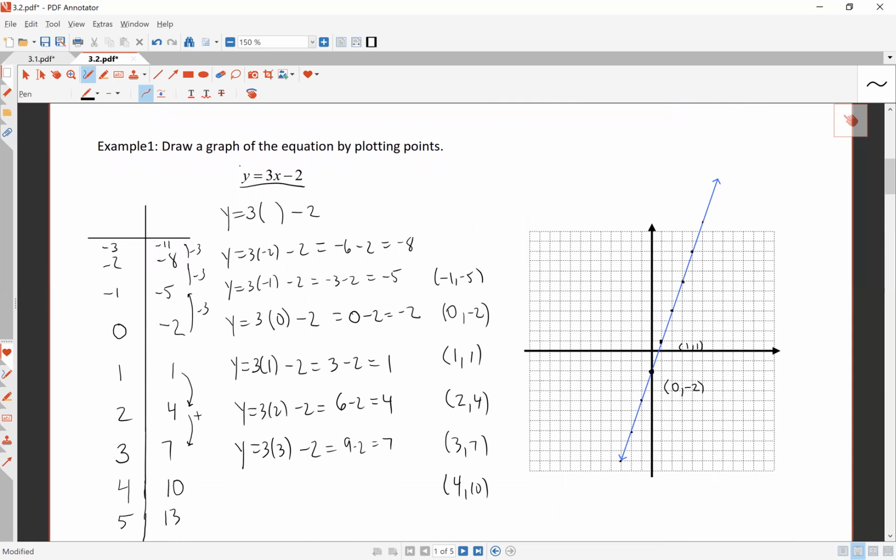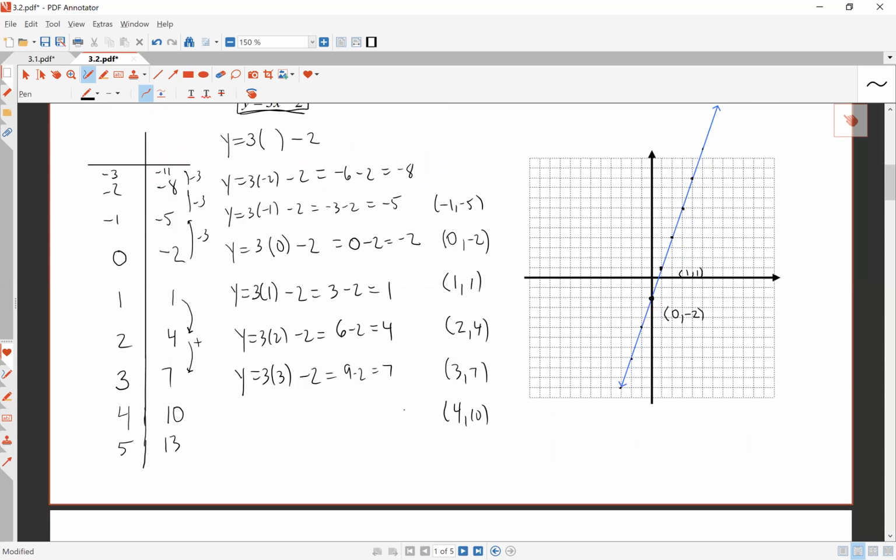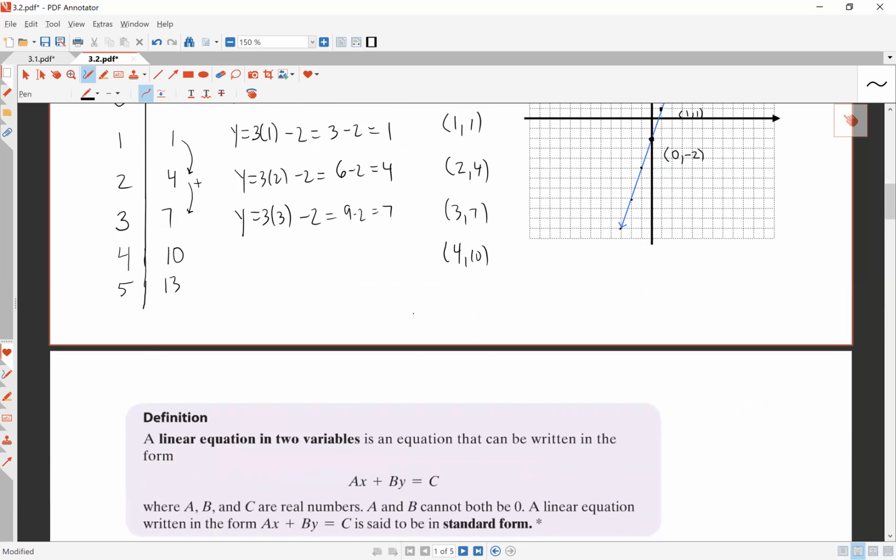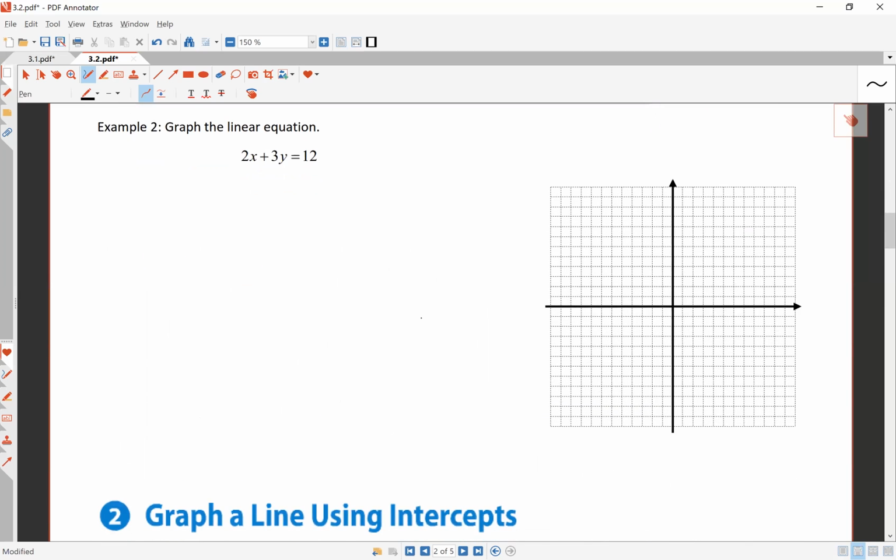We saw this y equals 3x minus 2 as pretty easy to be plugging in x values and finding the y values. When it's in the standard form, 2x plus 3y equals 12, we have a little bit of a tougher time plugging in the x values and finding the y values, because every time we plug them in, it's an equation.